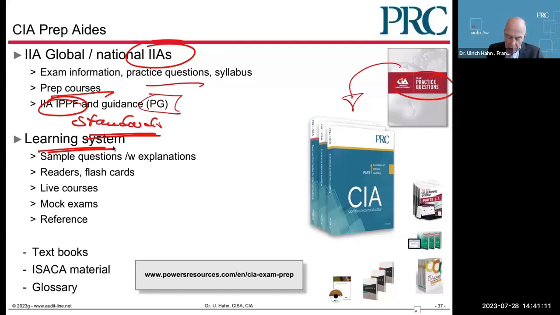So typically, as I said, I like the sample questions a lot. And then also the explanations. Why is something like this? There is a reason for things being like this or not being like this. I've learned a lot with the sample questions.